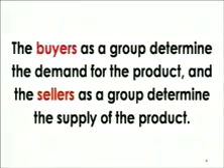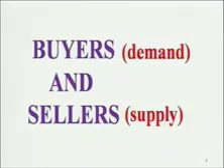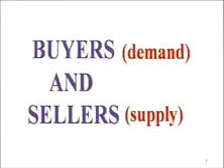Now, in other words, as you mentioned, there are two groups. One is buyers, the other is sellers. In the market, buyers as a group determine the demand for the product, and sellers as a group determine the supply of the product. So in general, to make a market, you have a minimum of two players. One, the buyers, the other one, the sellers. In other words, we call it demand and supply.